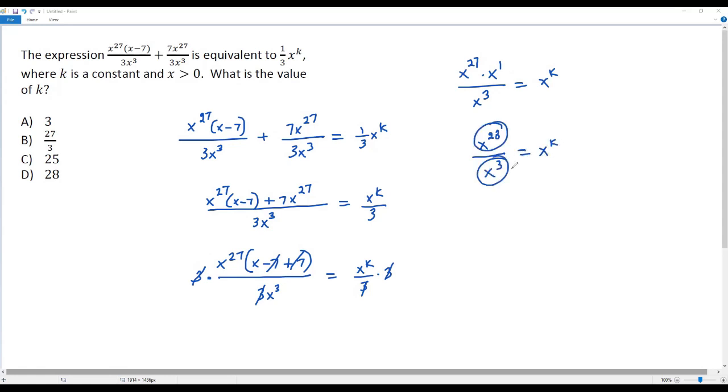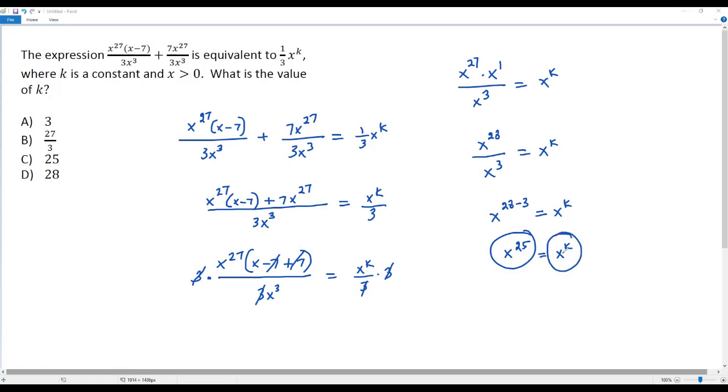Here we divide two powers with the same base x. Then we can take the base once and we have to subtract the exponents. Then we get 28 minus 3. We have done this using the quotient rule of exponents. On the right side, we can write x to the power of k. Okay, here x to the power of 28 minus 3 is 25. On the right side, we have x to the power of k.